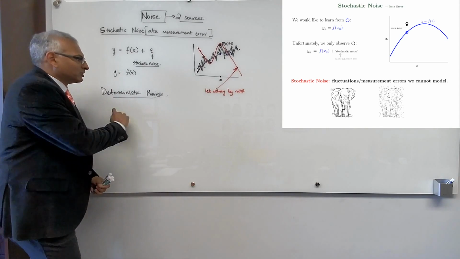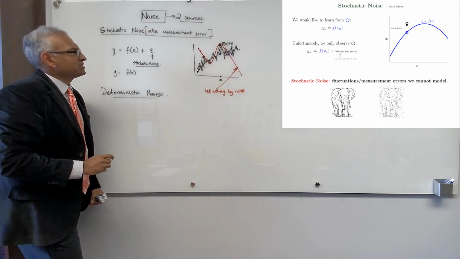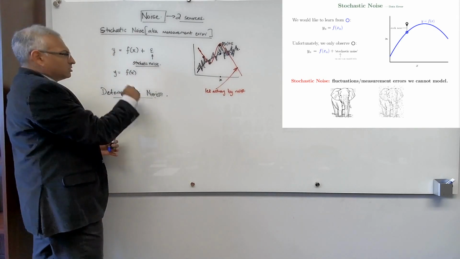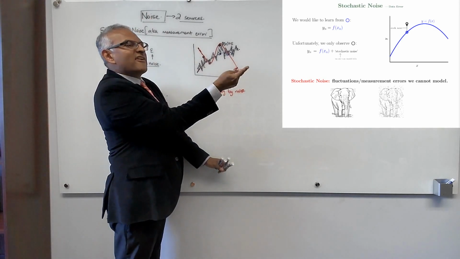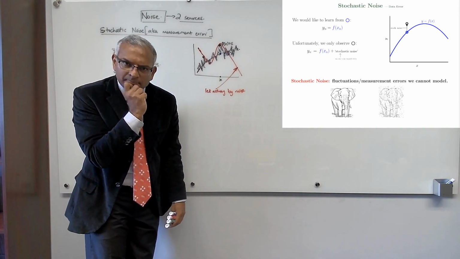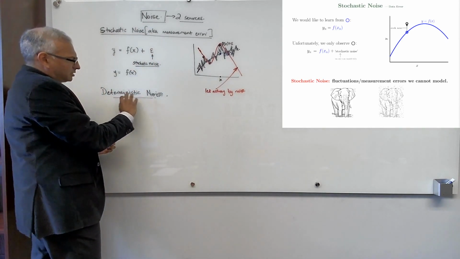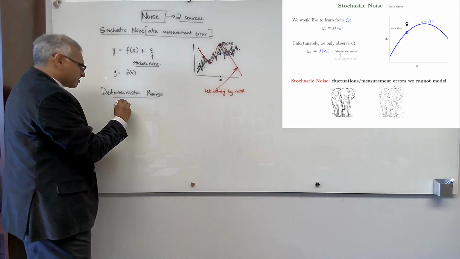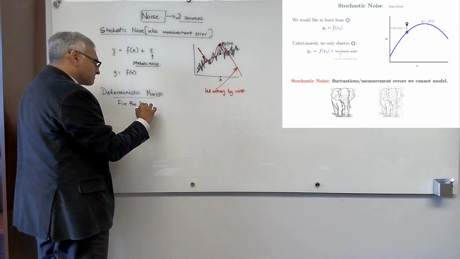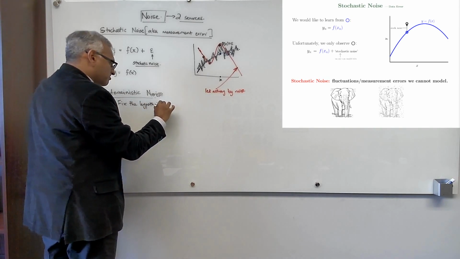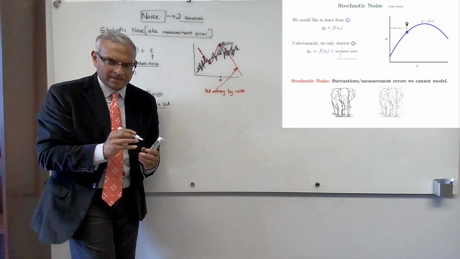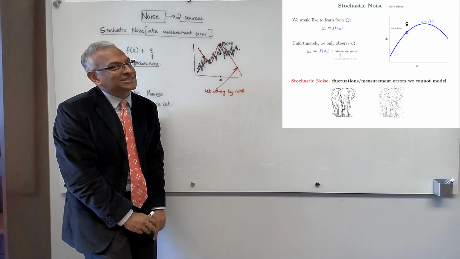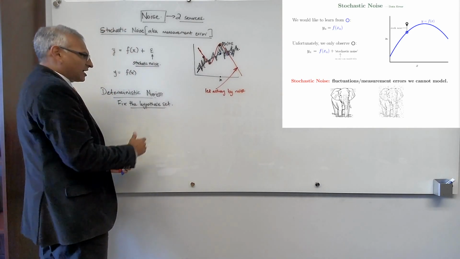Let's talk about deterministic noise, the other source of noise. To illustrate, remember, the noise in general is the part of the Y value you cannot model. So in order to discuss deterministic noise, let us fix the hypothesis set. Now, this is a new concept. We're all familiar with measurement error. Deterministic noise? Isn't that an oxymoron? Watch! So fix the hypothesis.